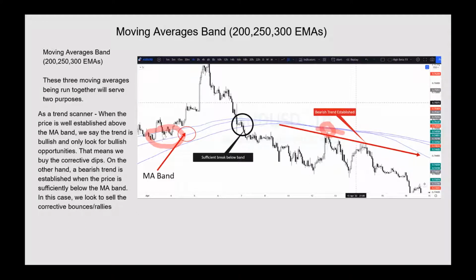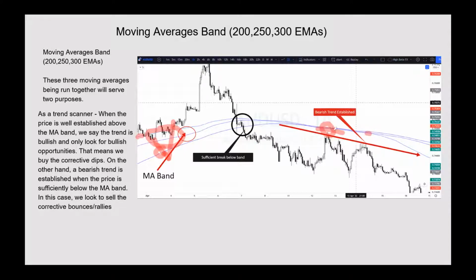So where can the correction end? According to our strategy, around the band area. Once it touches the 200, or it goes deeper into the 250, or even deep into the 300, or maybe even goes a little bit lower before it shoots up, that's the end of our correction. Same thing here. When the price makes a bullish correction to the band, does it touch just the 200, 250, or 300, or does it move a little bit above?